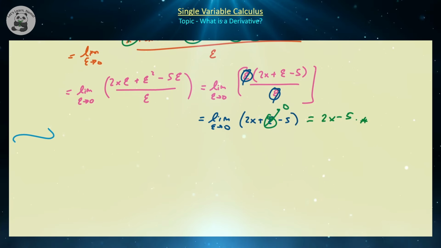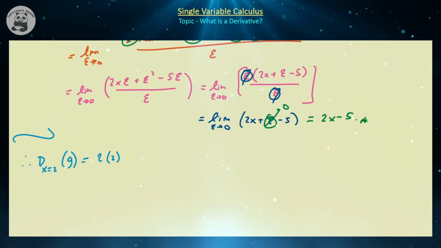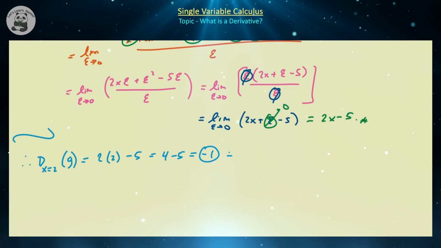Once we have the derivative, we can evaluate that derivative at any point we want. Therefore, the derivative of g at x equal to 2 is just going to be equal to 2 times 2 minus 5, which is 4 minus 5, which is negative 1, and that is going to be the slope of our tangent line.